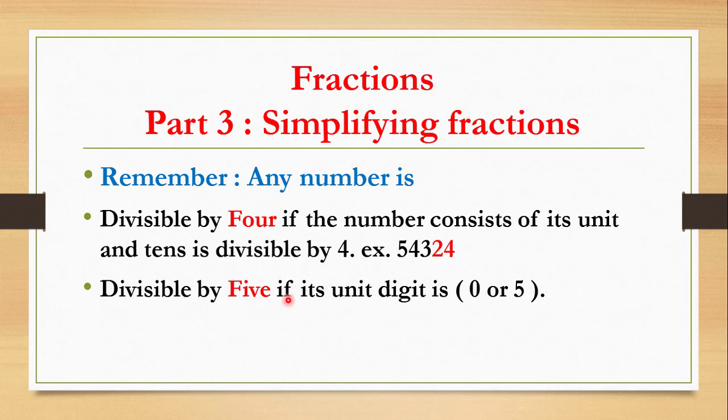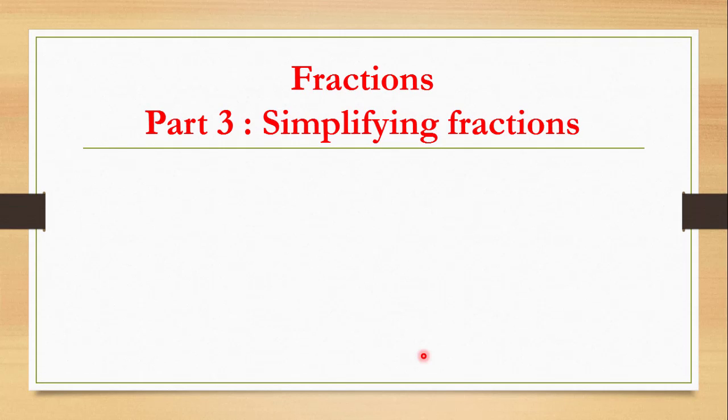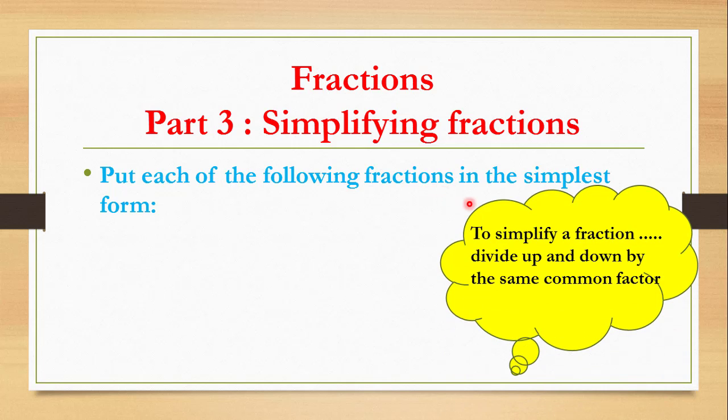The number is divisible by 5 if its unit digit is 0 or 5. Also divisible by 10 if its unit digit is 0. Okay, so let's start simplifying some fractions. Here in this exercise, I want to put each of the following fractions in the simplest form. Don't forget to simplify a fraction, divide up and down by the same common factor. The first one, 3 over 6.